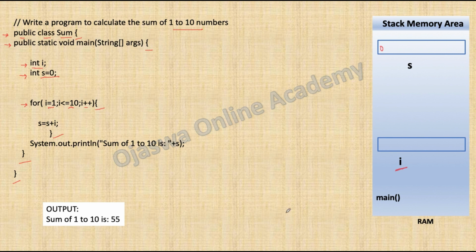So when the interpreter reads the loop, the very first thing executed is initialization statement i equal to 1. So we have already declared variable i and memory is reserved for variable i. Here we are initializing the value of i to 1. So 1 will be stored here inside the memory reserved for variable i.